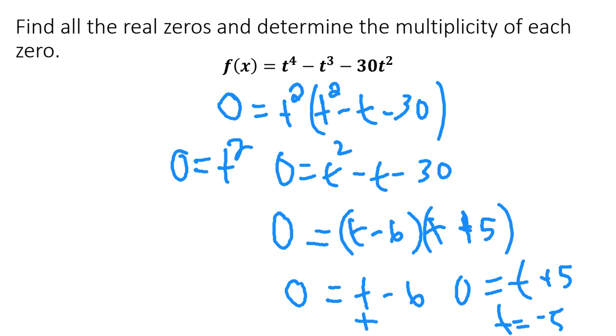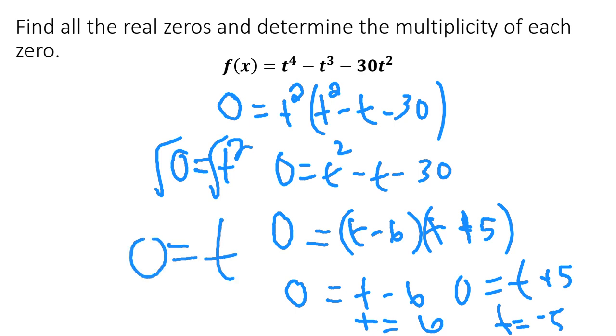And then over here, if we take the square root, we get t equals 0. And your degree is 4, so that means you should have 4 zeros. So we have 1 here, 1 here. And this, since we're taking the square root, will produce a double 0. So now we have our 4 zeros.